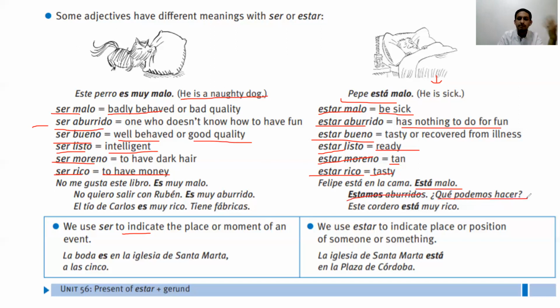Estamos aburridos. ¿Qué podemos hacer? Right? Remember, pronunciation is important. ¿Qué podemos hacer? Este cordero está muy rico. We use estar to indicate place or position of someone or something, right?